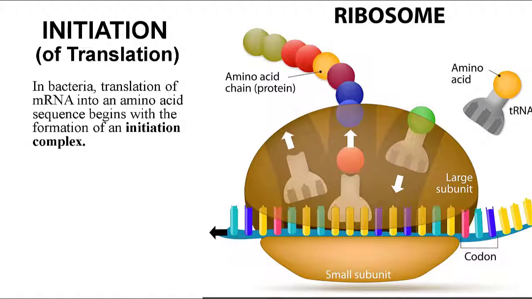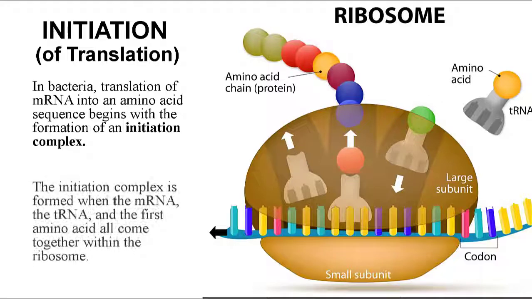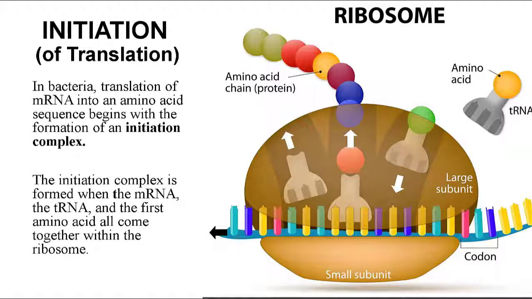Initiation of translation. In bacteria, translation of messenger RNA into an amino acid sequence begins with the formation of an initiation complex. The initiation complex is formed when the messenger RNA, the transfer RNA, and the first amino acid all come together within the ribosome.